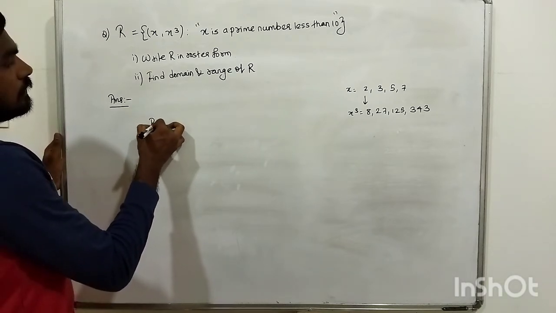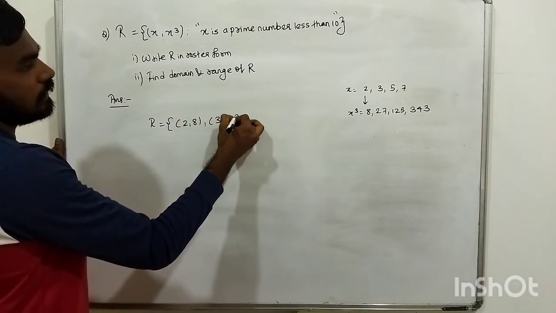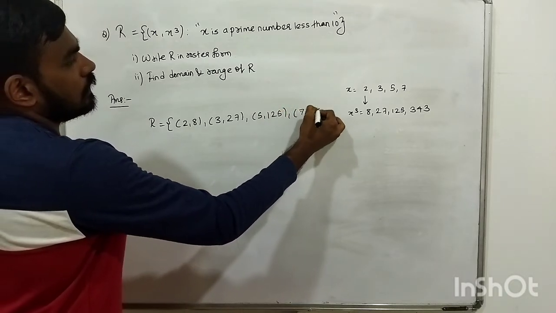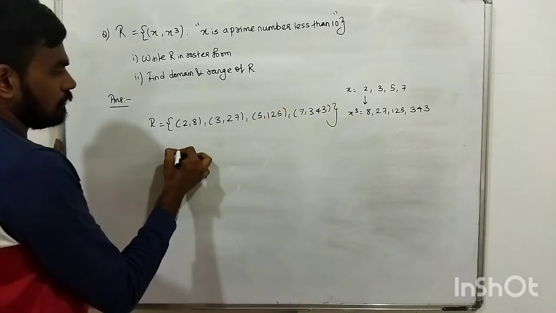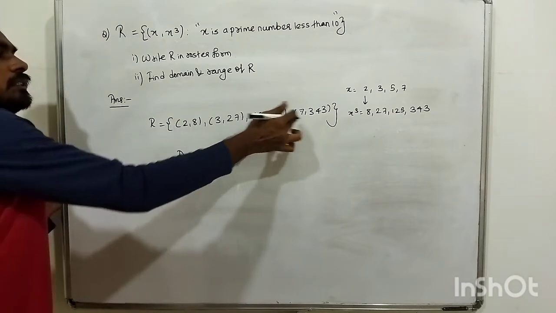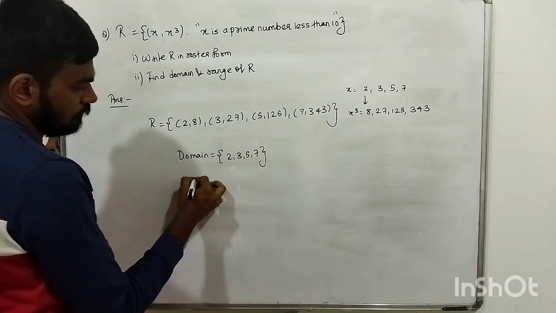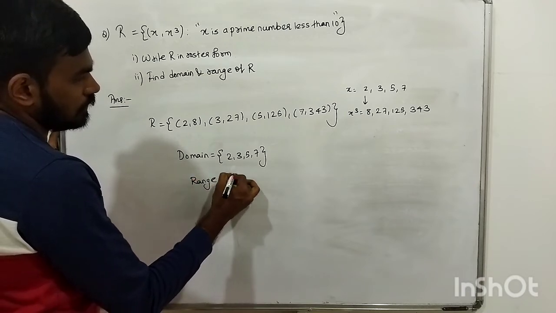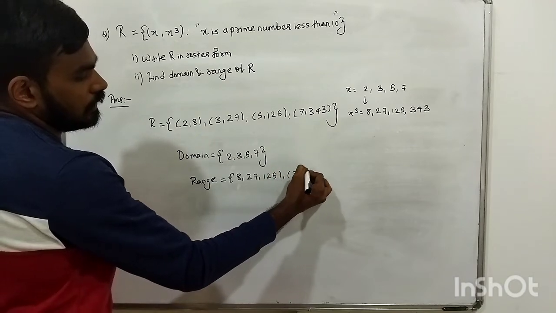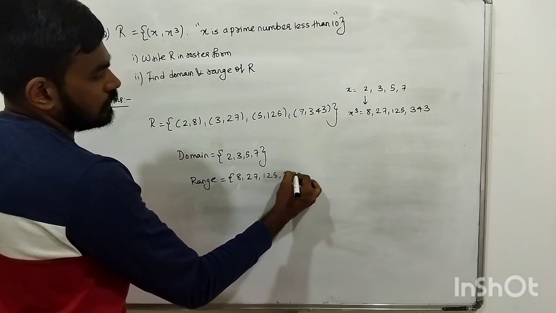So we'll write this. R is equal to 2 comma 8, 3 comma 27, 5 comma 125, and 7 comma 343. Now the domain: first elements 2, 3, 5, 7. And range, the set of all second elements: 8, 27, 125, and 343. So this is the answer.